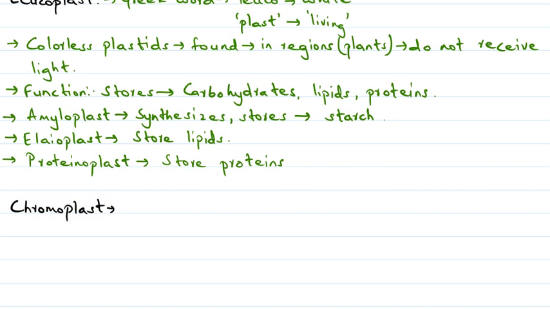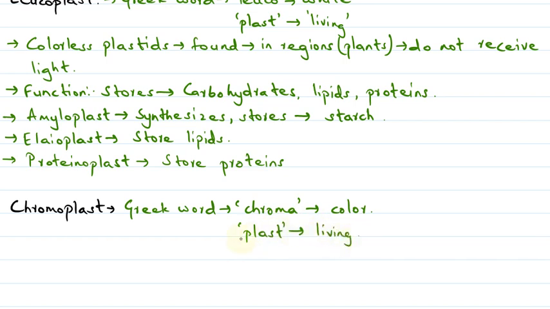Chromoplasts. Here the term chromoplast is again derived from a Greek word, chroma. So what does chroma mean? Chroma means color and plast again means living. Okay, so chromoplast is also derived from a Greek word. And the chromoplasts, what are they?